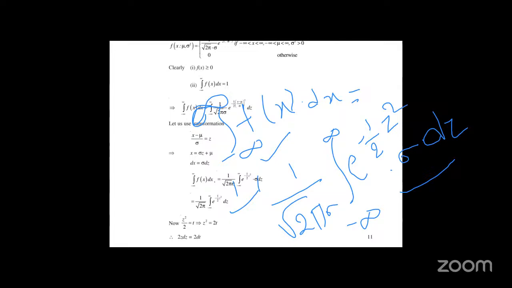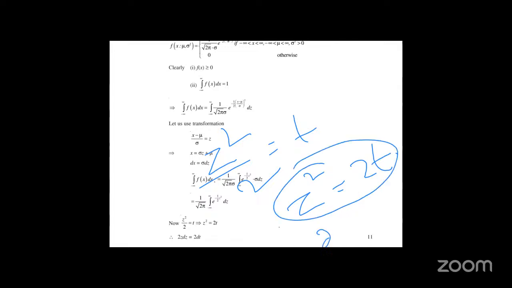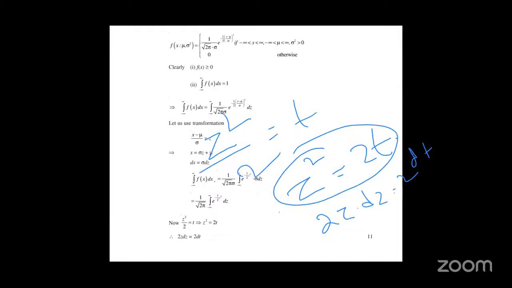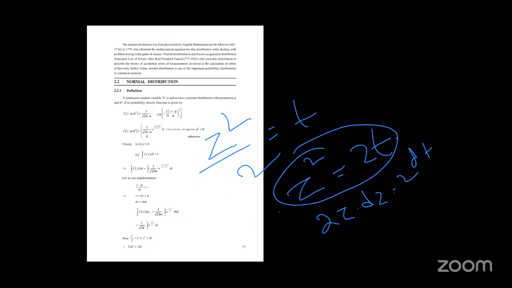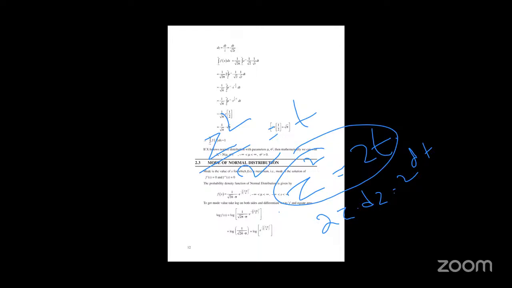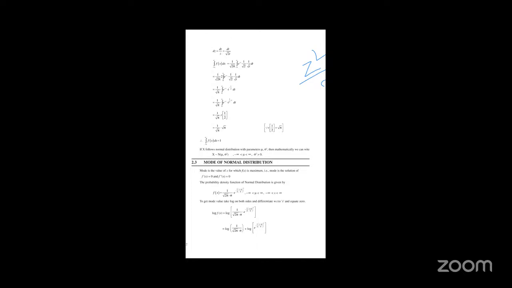What happens next: if we take z square by 2 equals t, then z square is equal to 2t. If we differentiate, 2z into dz is equal to 2 dt. So dz equals dt by z, and it can be written as dt by root 2t, because z is equal to root 2t.